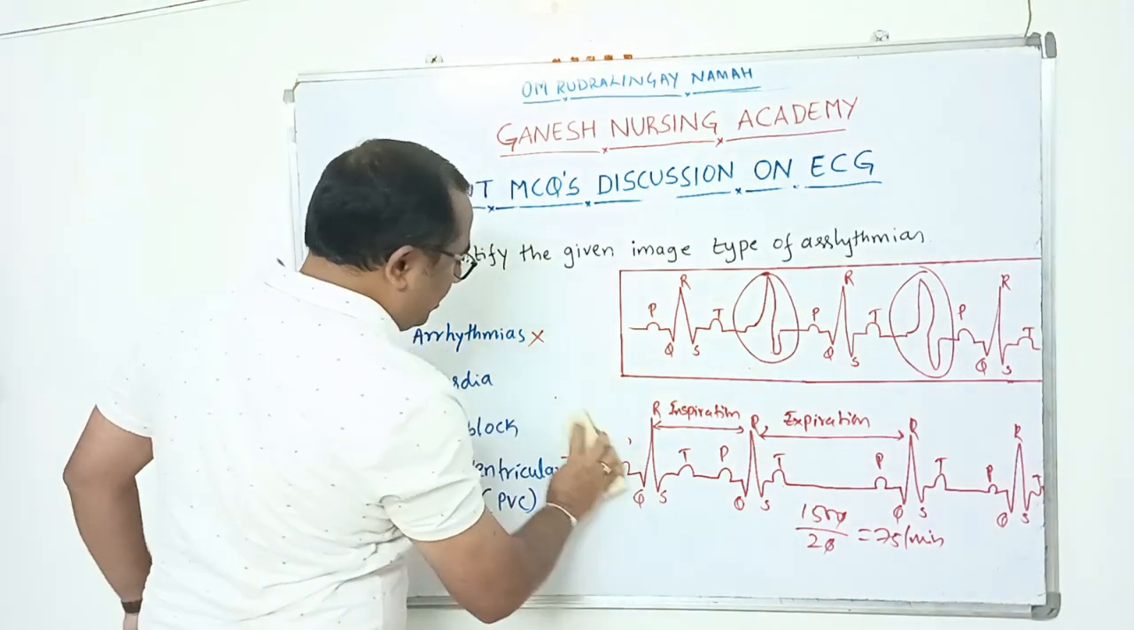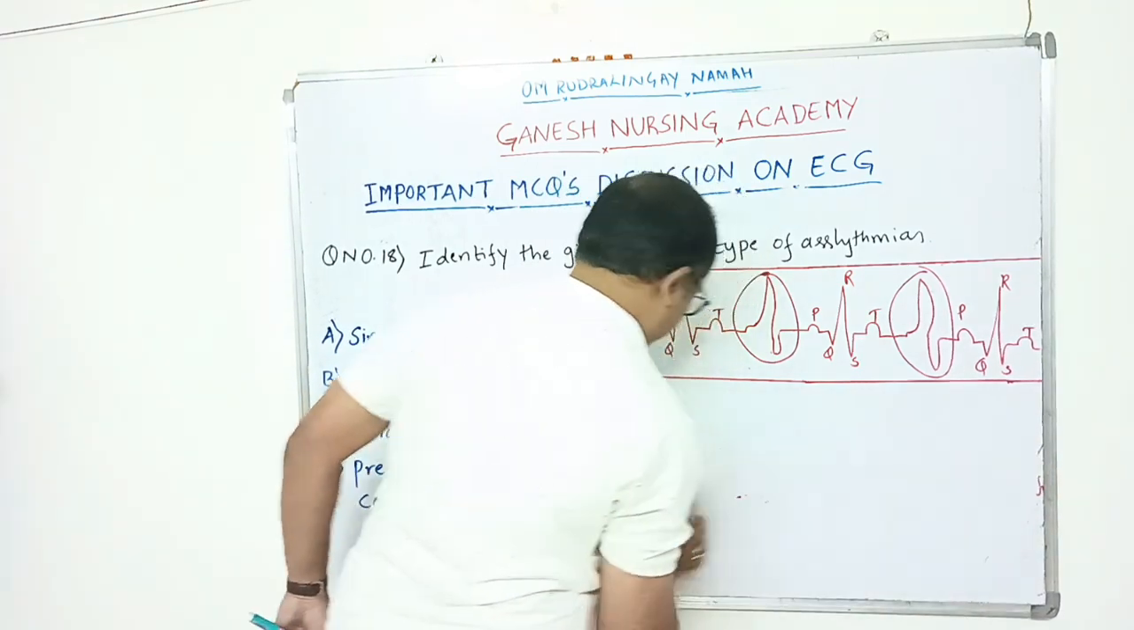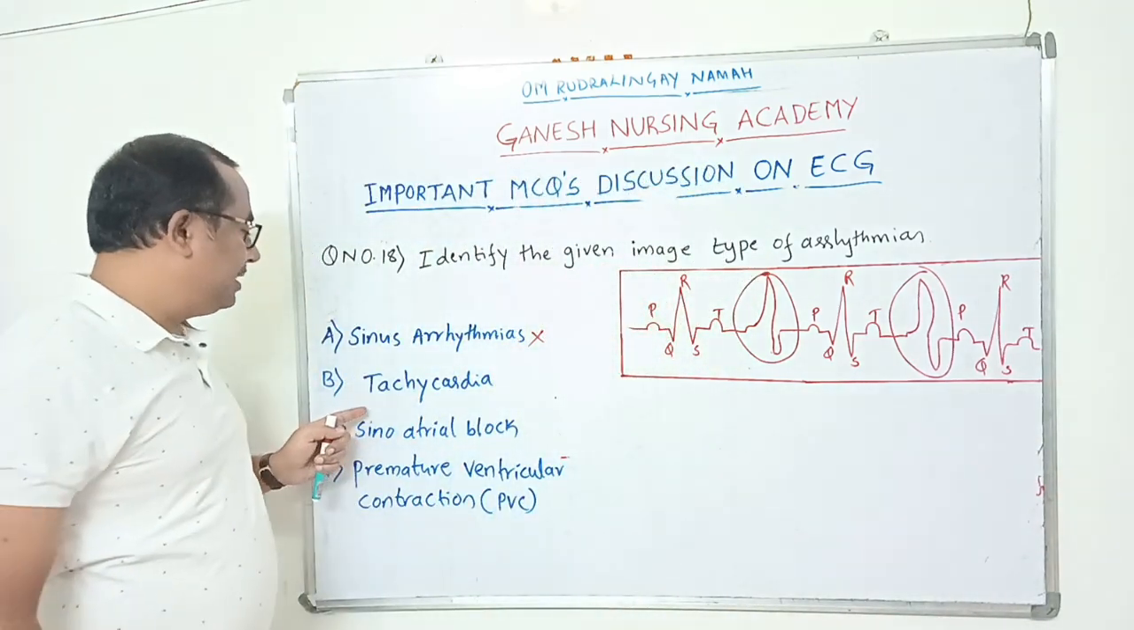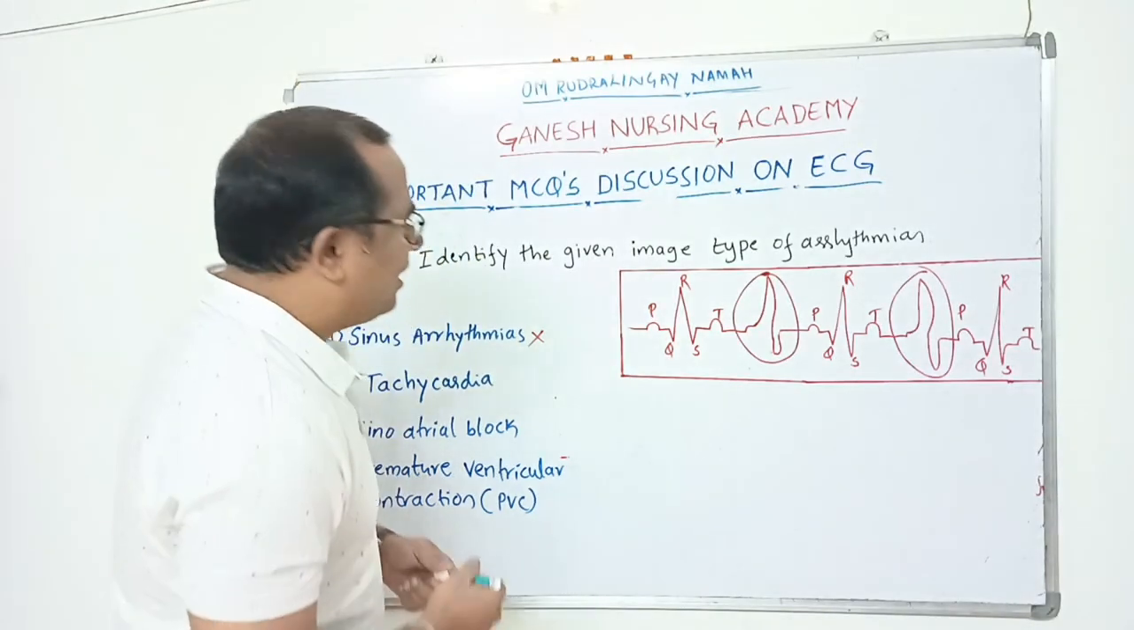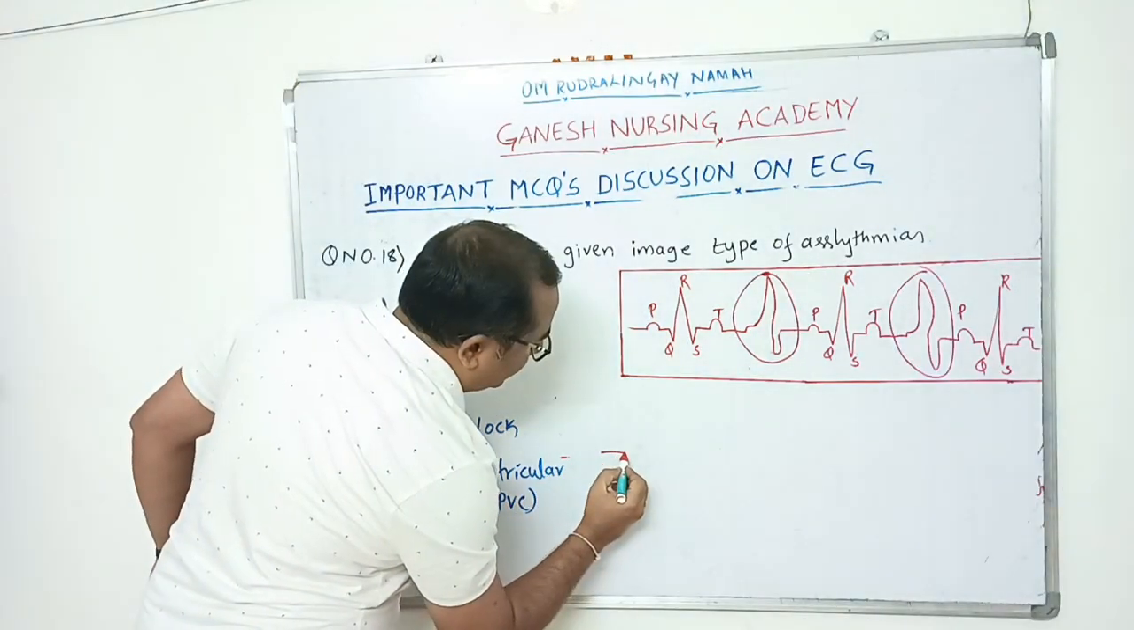Now let's see option B. Option B says tachycardia. In tachycardia there are not many changes here.